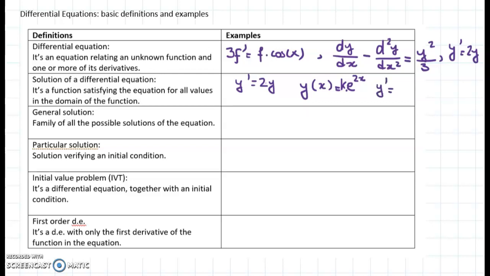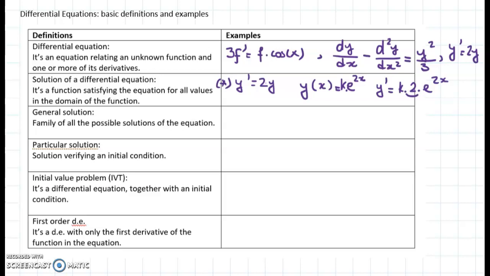So y prime is going to be k times 2 times e to the power of 2x. The 2 is coming from the application of the chain rule in this case. So yes, it's true that if I multiply by 2 the original function, I get the derivative. So for each value of k, that is a solution for the differential equation, let's call it star over here.